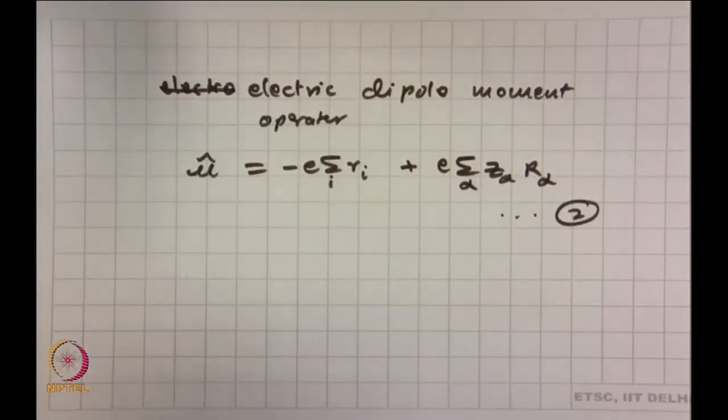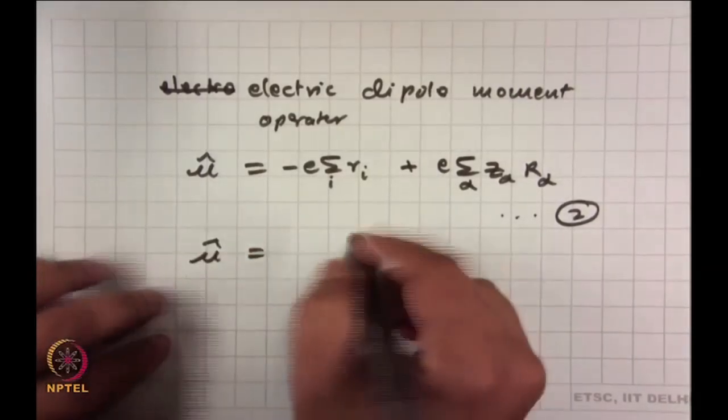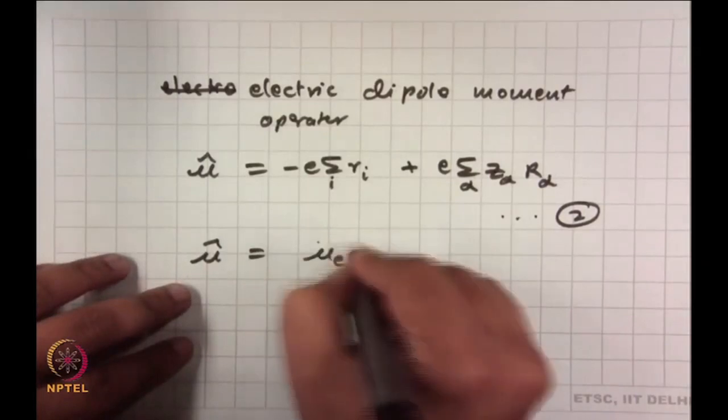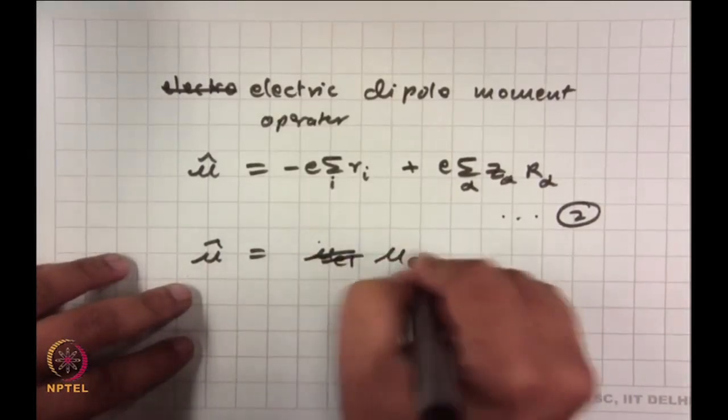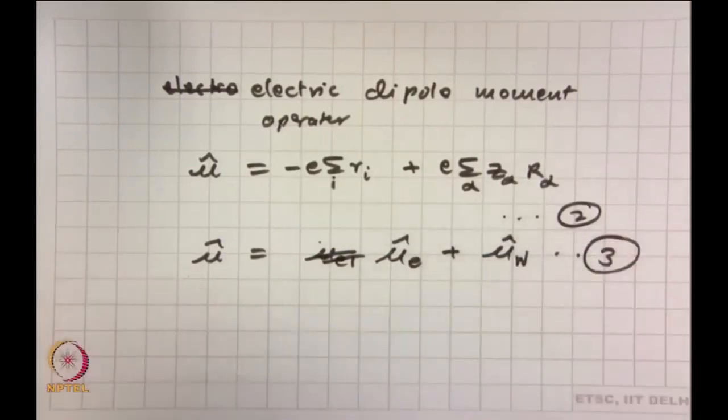So this can be further simplified as mu is equal to mu electronic plus mu nuclear. This is equation 3. So that means your dipole moment has contributions from two things. One is because of the electron movement, and the other is because of the movement of the nuclei.